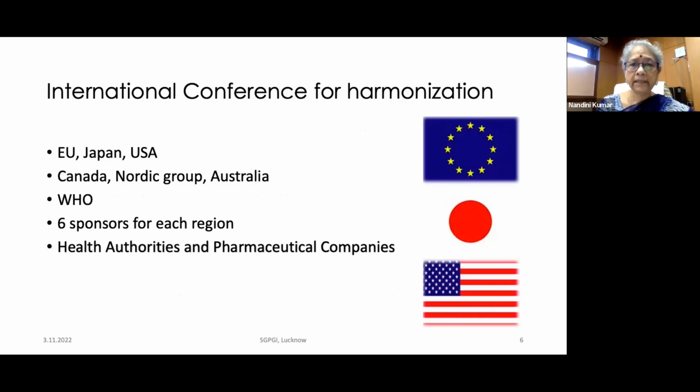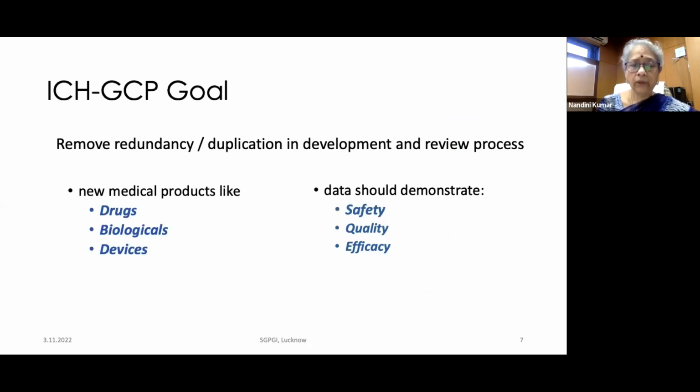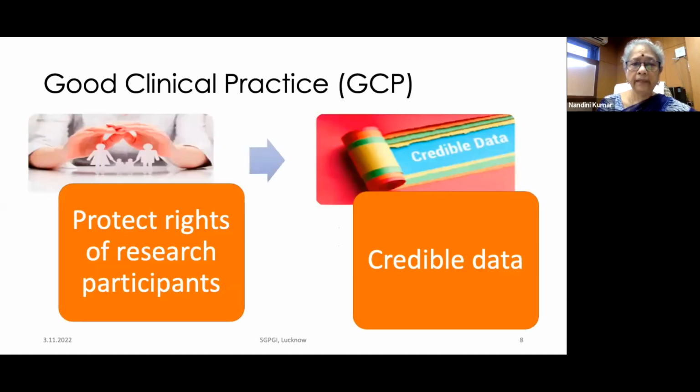So this is called International Conference for Harmonization. So ICH means conference here. The goal was to remove redundancy or duplication, and pertained mainly to drugs, biologicals, and devices, to demonstrate that they are safe, have quality, and are efficacious. So the main goal was, while protecting the rights of research participants, get good data, which should be credible. Otherwise, it would have been a futile research.